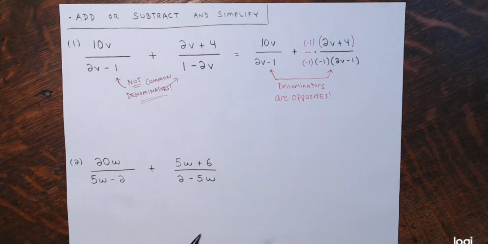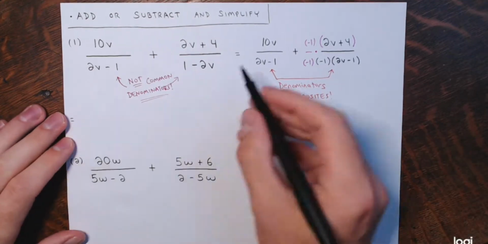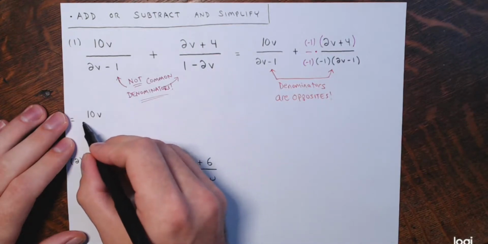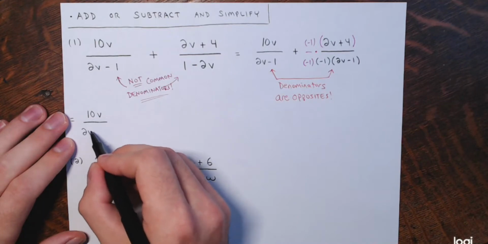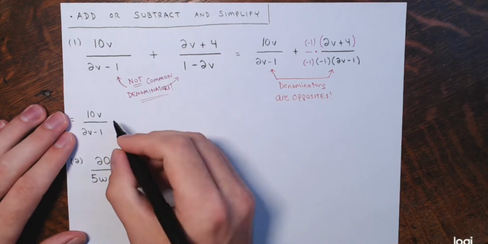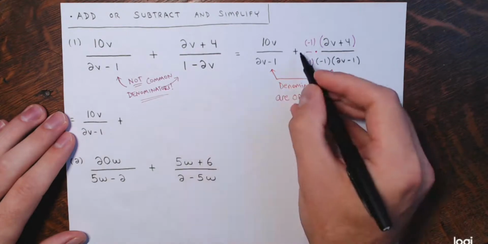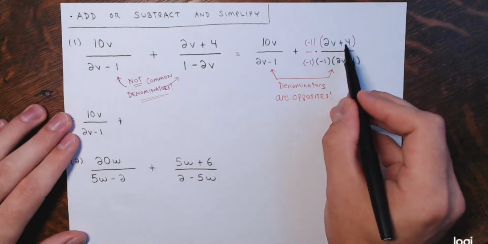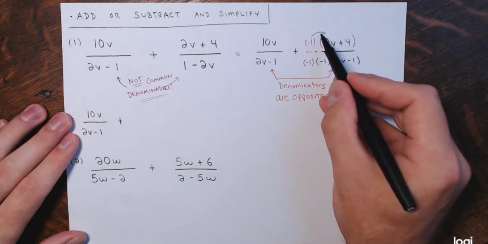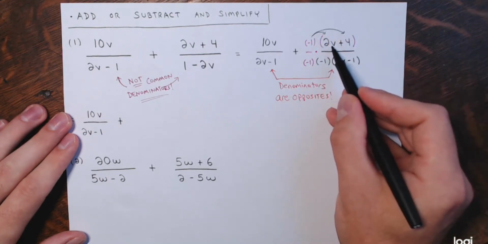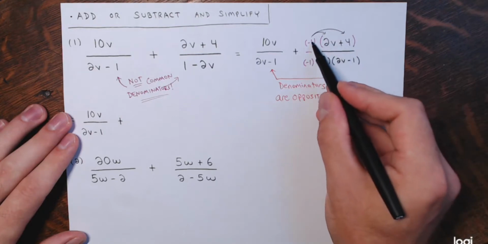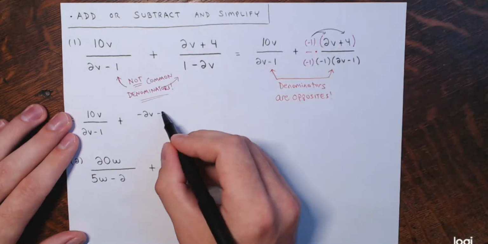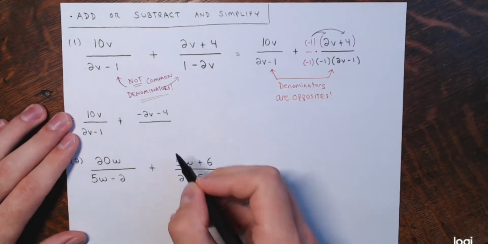And let me see what we get now. Right? So now, I haven't touched this first fraction yet. Still have 10v over 2v minus 1 plus, and still got the plus, and then I multiplied the 2v plus 4 by negative 1. That's both terms, right? You're not just multiplying 2v by negative 1, but the whole numerator by negative 1. So that'll be minus 2v minus 4 now in the numerator of the second fraction.